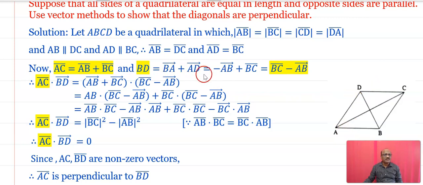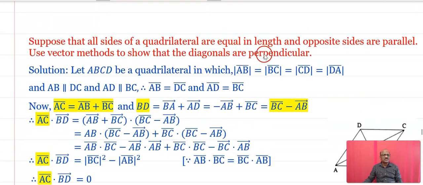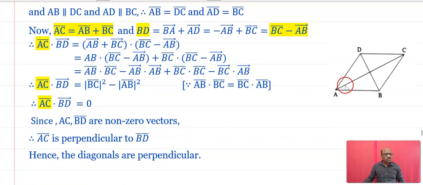And the AD bar is nothing but the BC bar. And therefore we can write that BD bar is equal to BC bar minus AB bar. And what about the AC bar? AC bar is the AB bar plus BC bar. We want to show that their diagonals are perpendicular. Means we want to find the dot product of AC bar and BD bar, and that dot product equals 0.